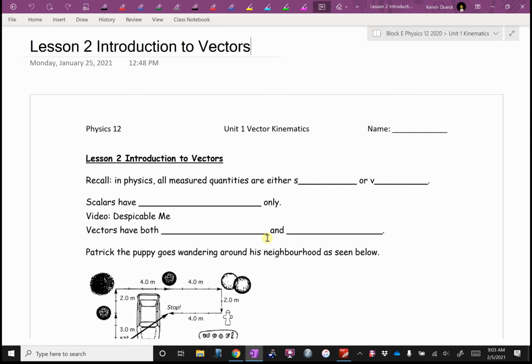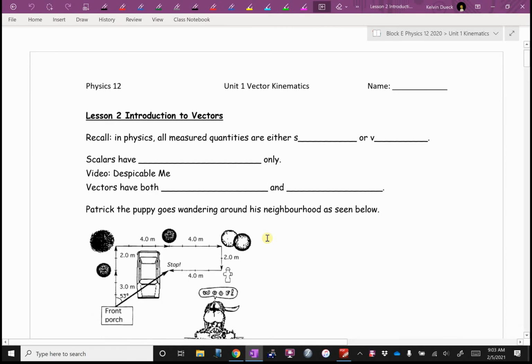So, recall in physics, all measured quantities are either scalars or vectors. It wasn't hugely important in Physics 11. It will be much more important in Physics 12.